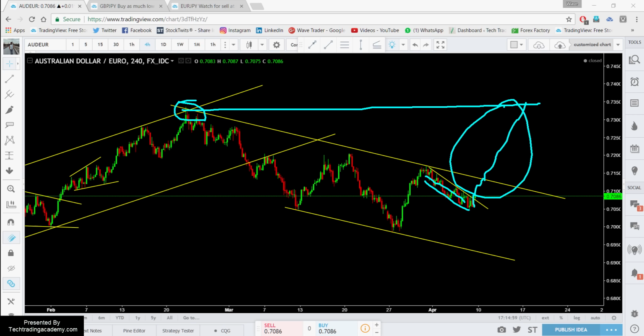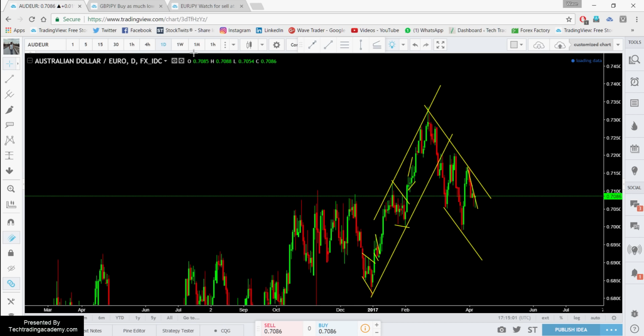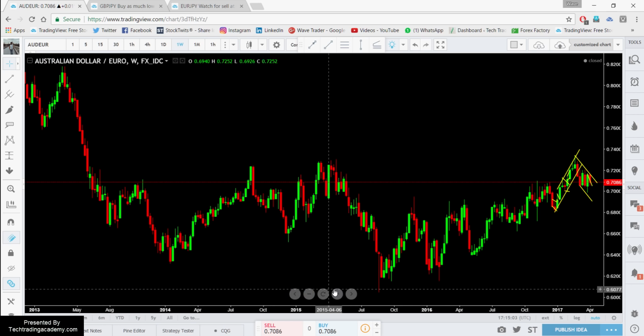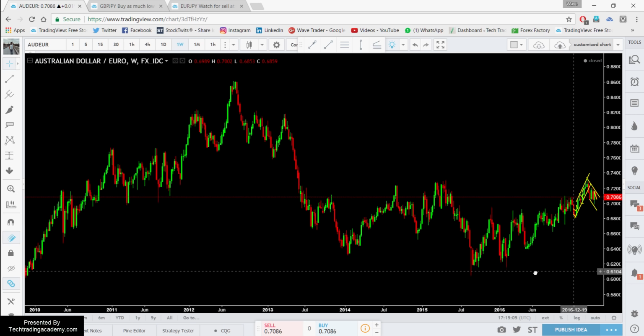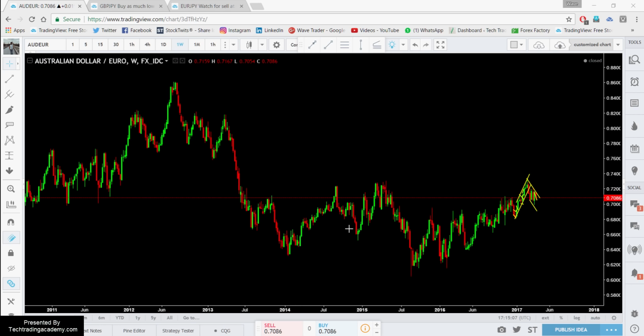I'm only interested to sell this pair, Uzi Chief, and Uzi Euro. Yeah, I'm only interested to sell. I'm not interested to buy for short term to the upside.